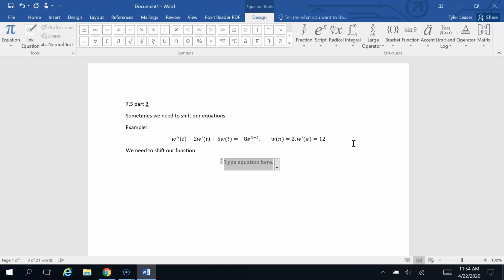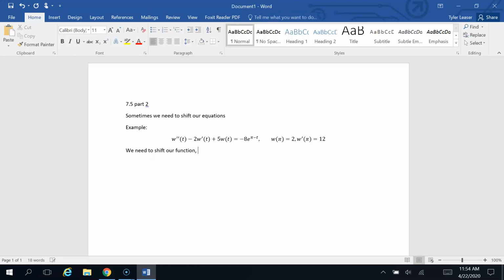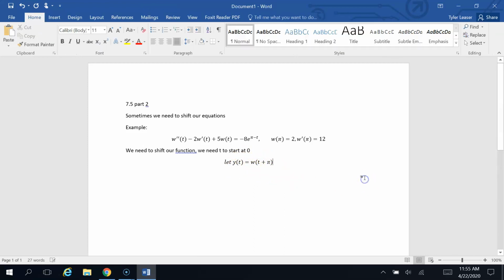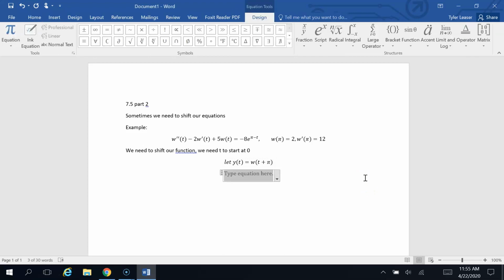So to shift our function, we need t to start at 0. Right now it's starting at pi. So to do that, we're just going to let some other function y of t equal w of t plus pi. Alright, so that way anytime I plug in 0 for t into y, it's the same thing as plugging pi into w. This is going to change a lot of our equation around though, so we just have to be a little bit careful.